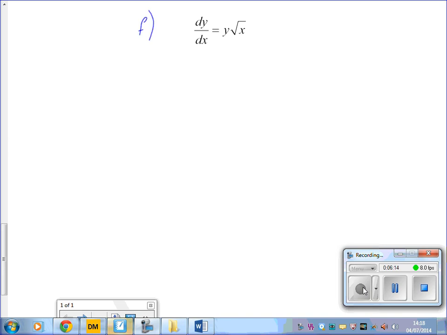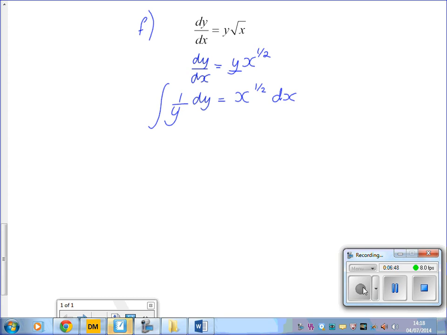Part F. First thing I'm going to do here is rewrite the root x as x to the power of a half, so using our indices laws. Now I'm going to follow the same pattern as I've done with the other questions, bring this y onto this side so all the same letters are on the same side, x to the power of a half dx.